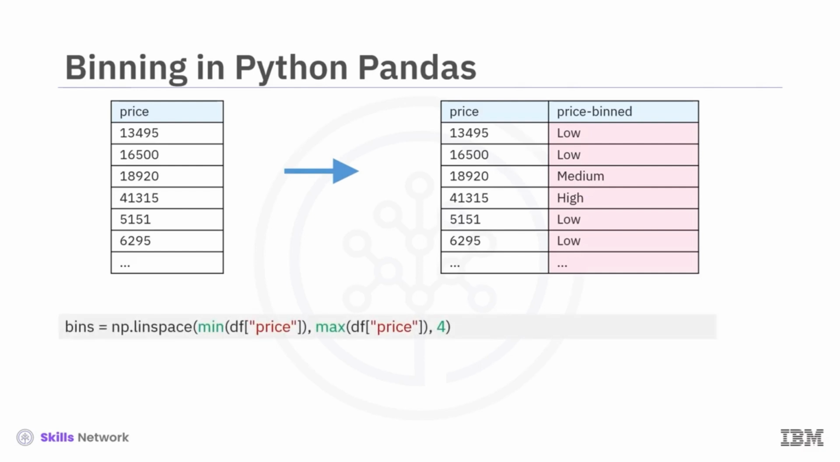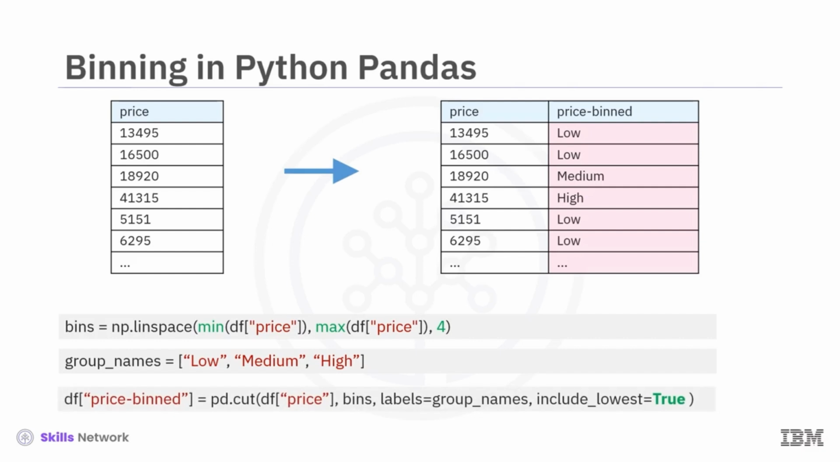In Python, we can easily implement the binning. We would like 3 bins of equal bin width, so we need 4 numbers as dividers that are equal distance apart. First, we use the NumPy function linspace to return the array bins that contains 4 equally spaced numbers over the specified interval of the price. We create a list group_names that contains the different bin names. We use the Pandas function cut to segment and sort the data values into bins.